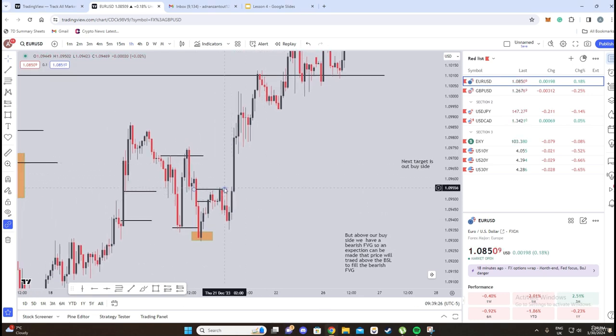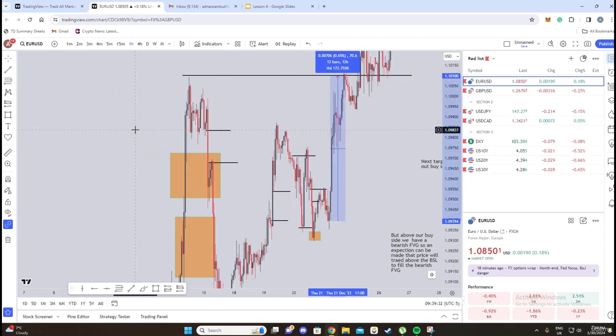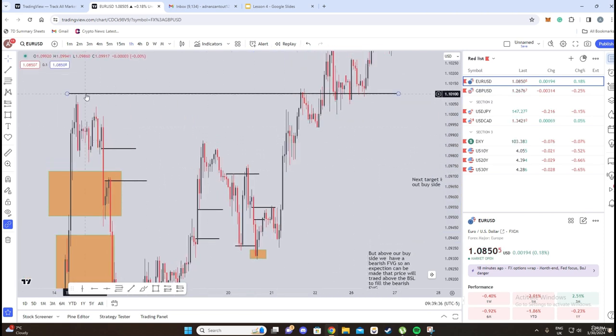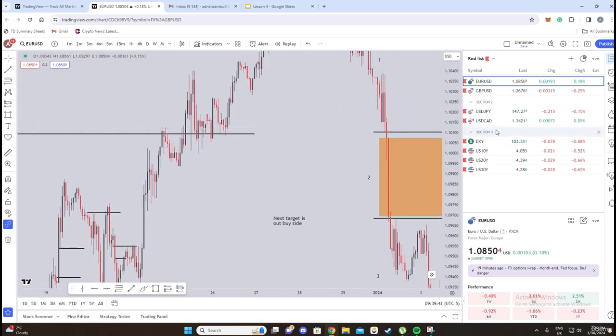So price took out, filled the gap, retraced a little bit to here, and then before price went all the way up, 70 pips, taking out the swing high. And as I said earlier, just because you take out the key level doesn't mean you automatically switch bearish. You need to see something which makes it bearish.